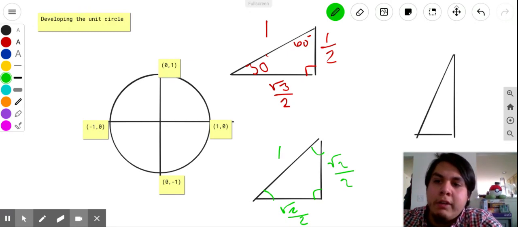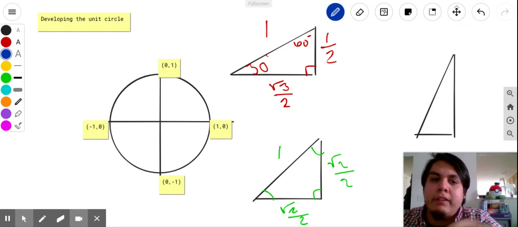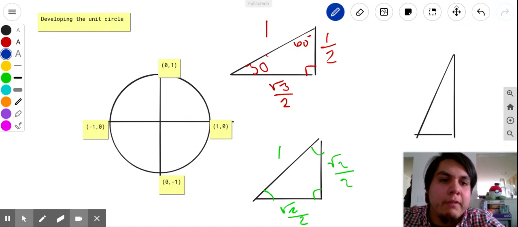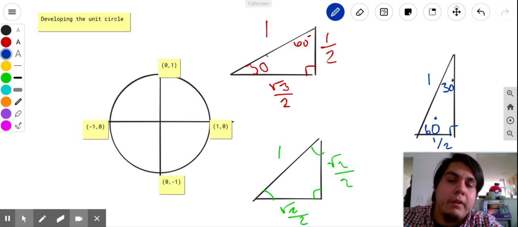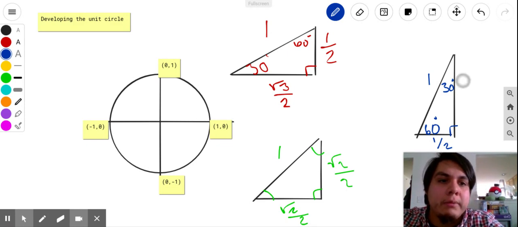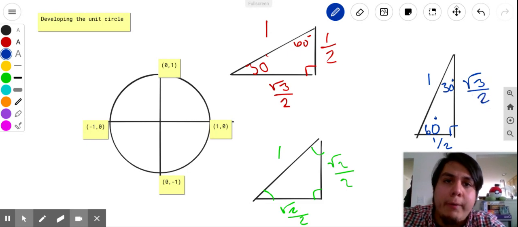And hopefully when you see the pattern, you'll be like, oh, that's not that bad. And then over here, the third triangle is exactly the same as the 30, 60, 90 triangle from before, but I changed the orientation. So we have a 60-degree angle down here and a 30-degree angle over here. This is where the 1/2 is because it's opposite the 30-degree angle, and this is where the radical 3/2 comes in because it's opposite the 60-degree angle.